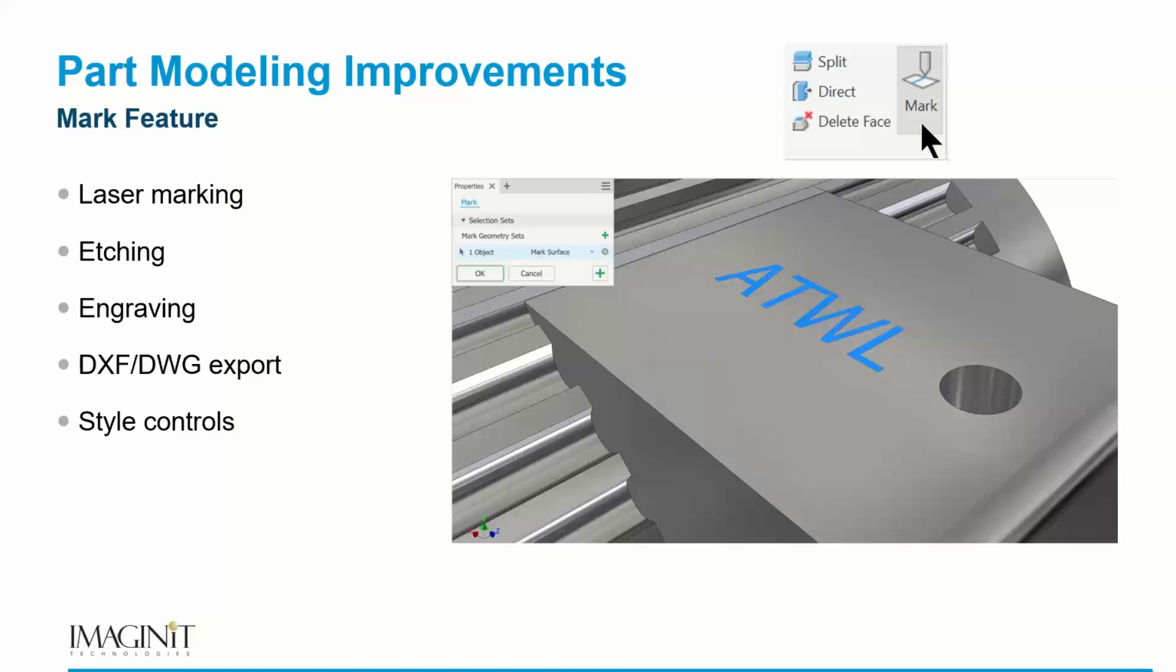It'll work with geometry. The idea is, maybe we're working with a laser and we just need to etch a line onto something, or maybe it is engraving, or we need to mark something in particular. This is a feature that can do that. I'll show it here in just a minute. It's super simple, easy to do. You can use sketch or text geometry to add a mark.